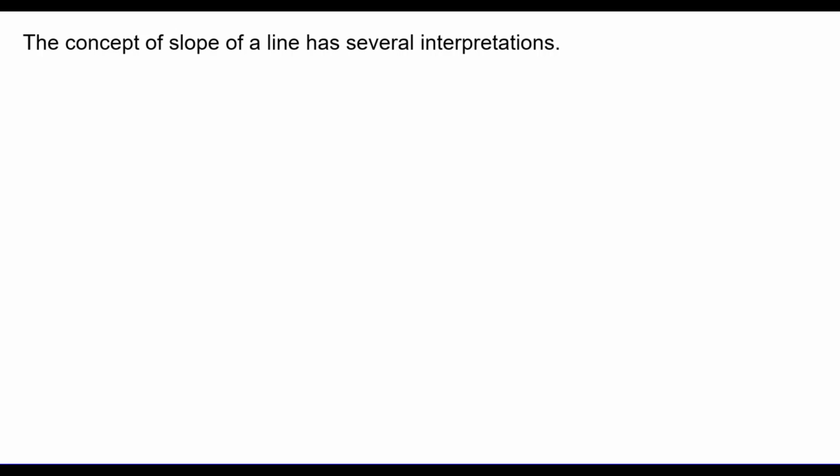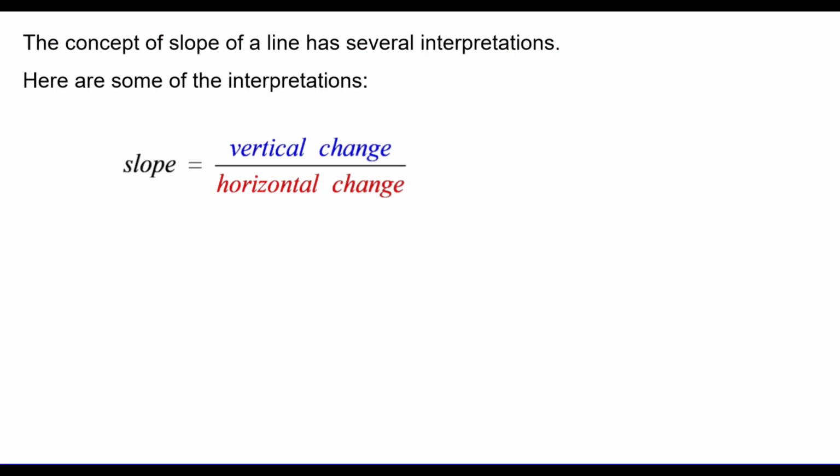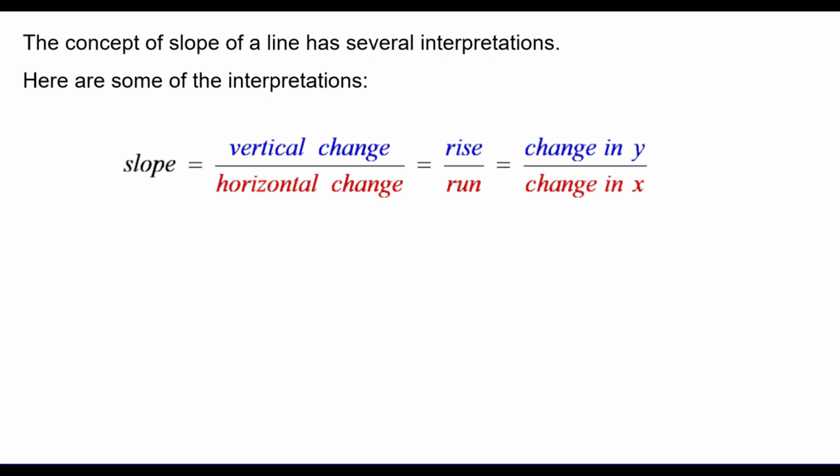The concept of slope of a line has several interpretations. Here are some of those interpretations. Slope can be defined as the vertical change divided by the horizontal change. It's also sometimes described as rise over run. It's also described as change in y over change in x.